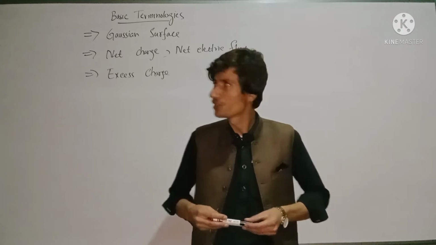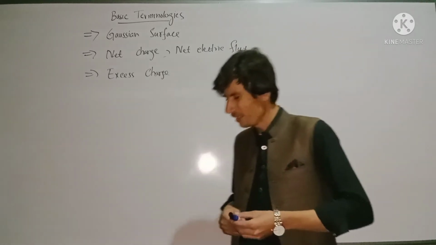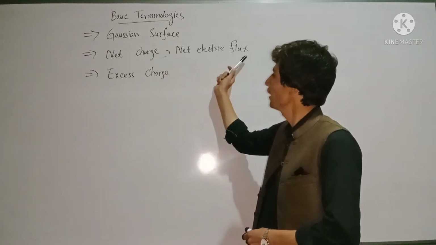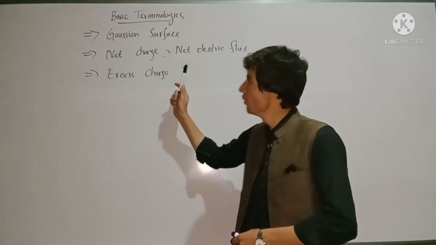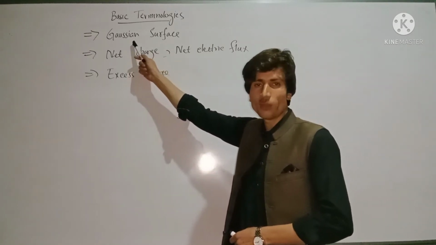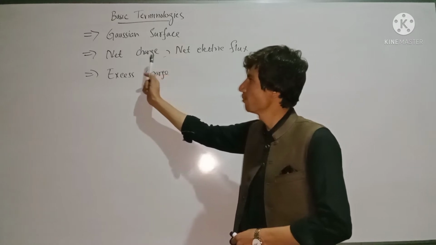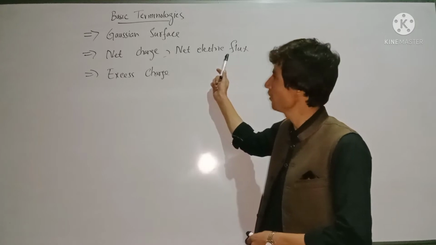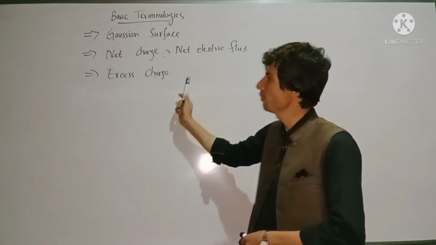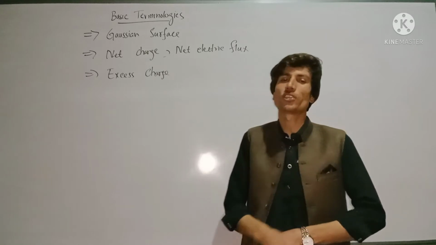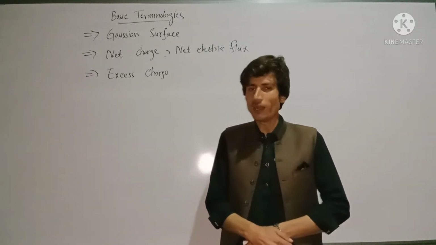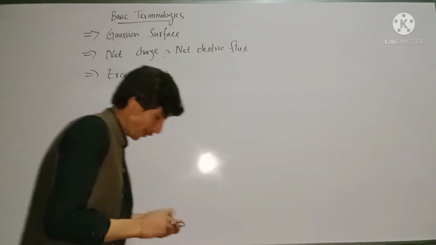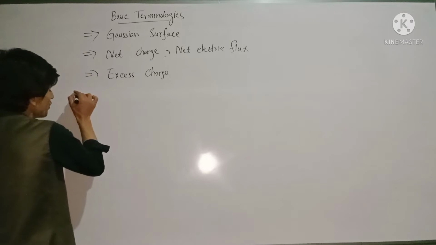So student, these basic terminologies are Gaussian surface, net charge, net electric flux and excess charge. We know about surface, but what is meant by the Gaussian surface? We know about charge, but what is meant by the net charge? We know about electric flux, but what is meant by the net electric flux and what is meant by the excess charge or excess charges? So to answer all these questions, let's start.